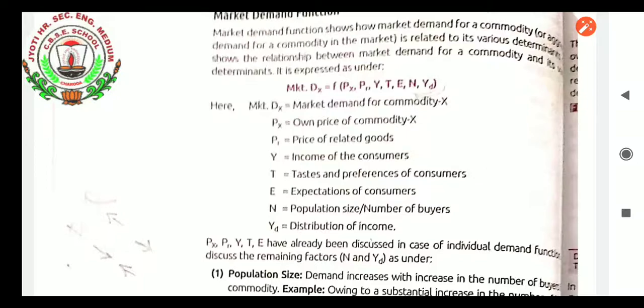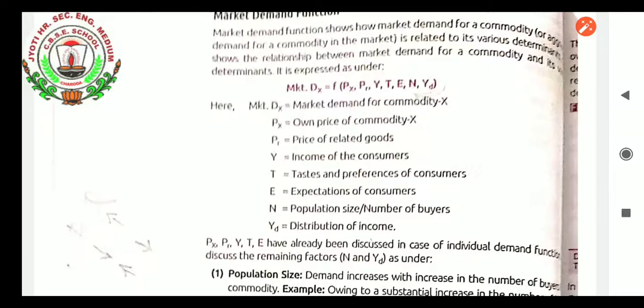Market demand function shows how market demand for a commodity, or aggregate demand for a commodity in the market, is related to its various determinants. As I explained to you, in this market demand function, the determinants of individual demand will be there, plus two more determinants will be coming there.